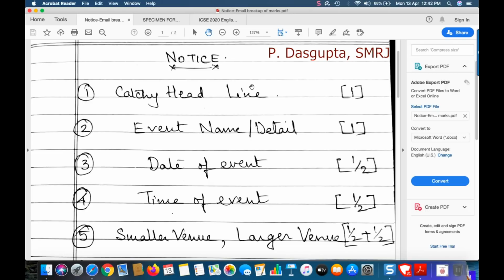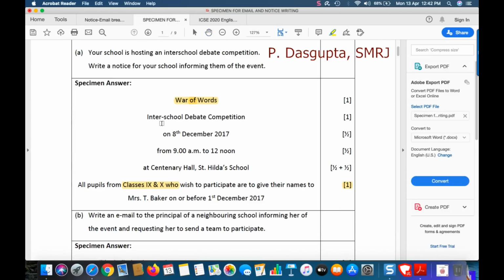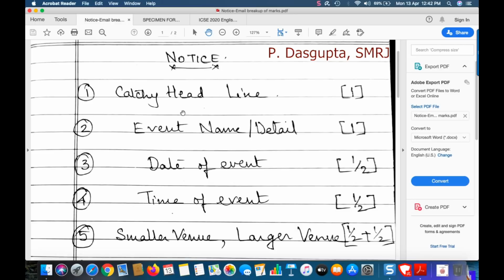Next in the line is event detail or event name. Now what is the event name? I have written war of words. So what is war of words? What is the name of the event or the detail? So we go back to the specimen, inter-school debate competition. So this is the name of the event and or the detail. This also carries 1 mark. You cannot miss these. Next, when is the event?